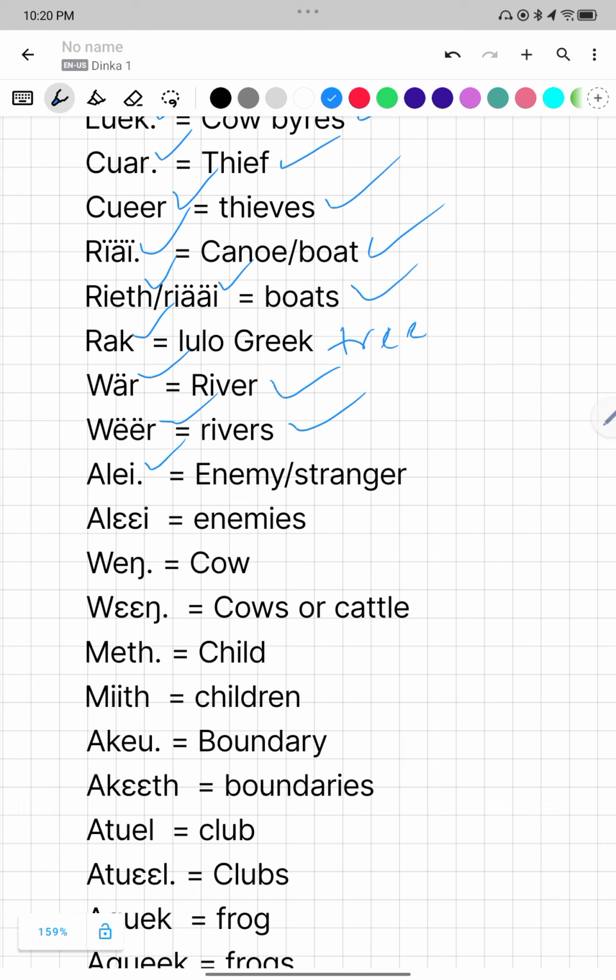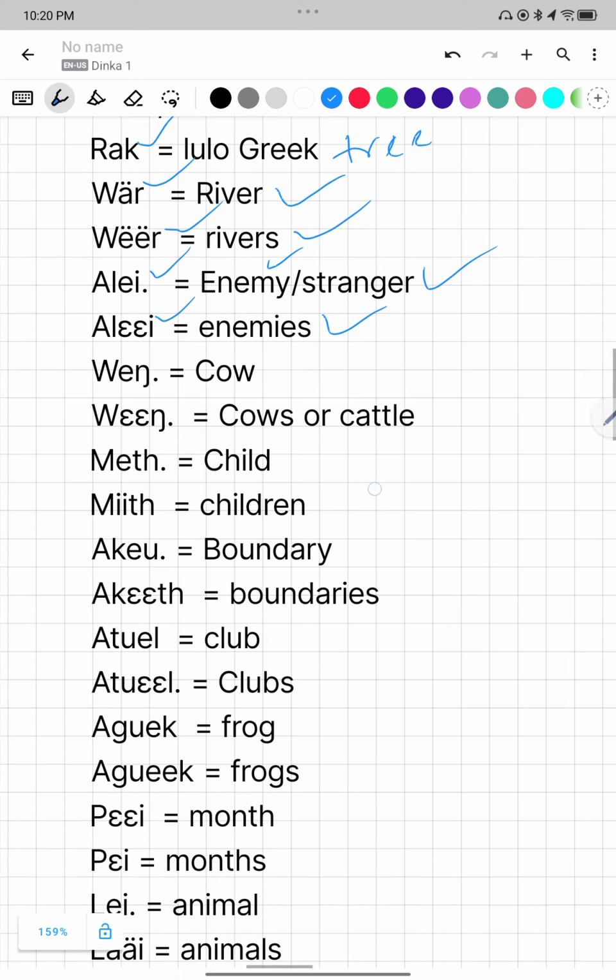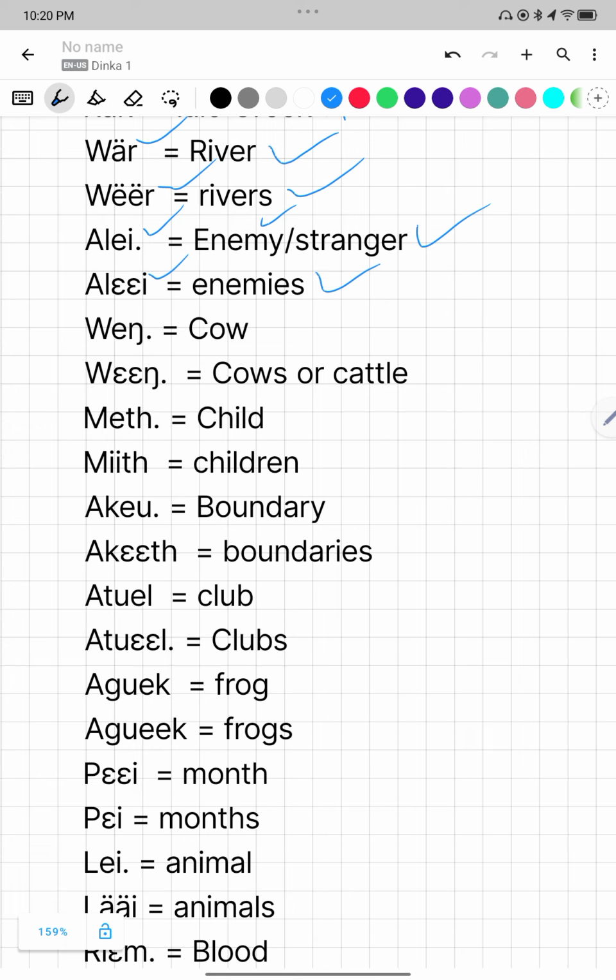Ally means enemy or stranger. Enemy or stranger is called ally. Ally means enemies. Enemies or strangers. That is the plural form.